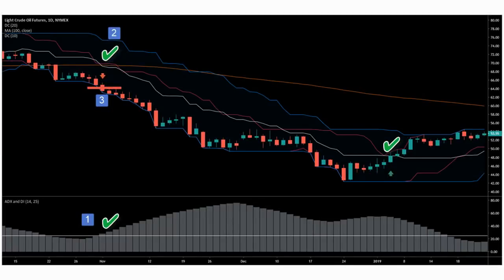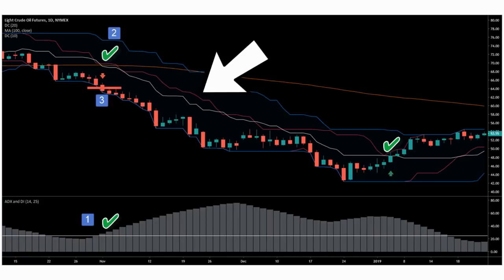So I want you to notice at points 1, 2, and 3 that we have the entry part of the strategy all confirmed. The ADX is above 25, indicating a trend. Price is below the 100 simple moving average, which tells us the direction is down. Price makes a new 20-day low, we short.